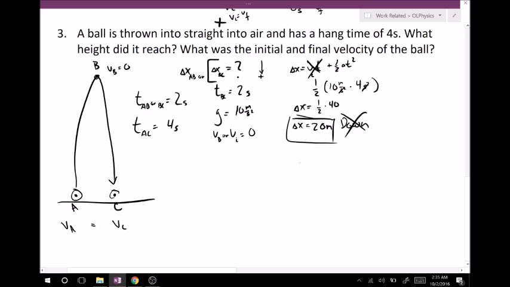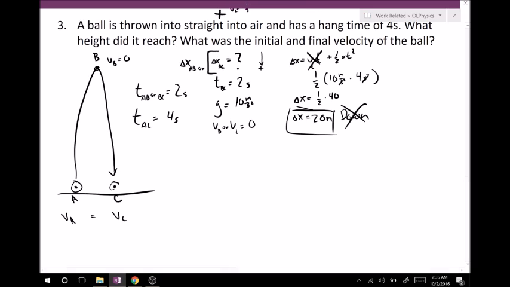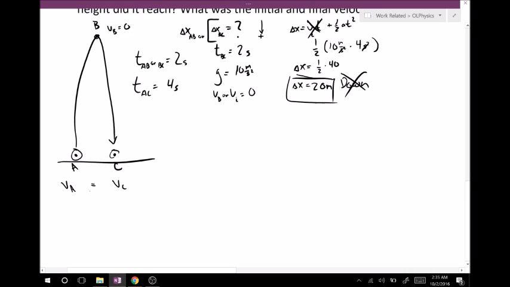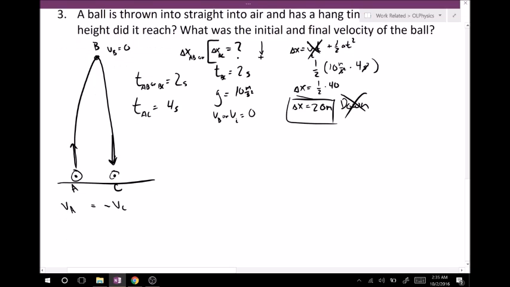So that's pretty easy. When we look at what the initial and final velocity of the ball were, the nice thing is that if we find the initial or the final, they're going to be the exact same in magnitude. And something I need to go back to, and I keep doing this, and this is my fault: V_A is not equal to V_C. The velocity at A is actually equal in magnitude to the velocity at C. They have the same magnitude, but they're pointed in different directions, right? My mistake. I always do that by accident.